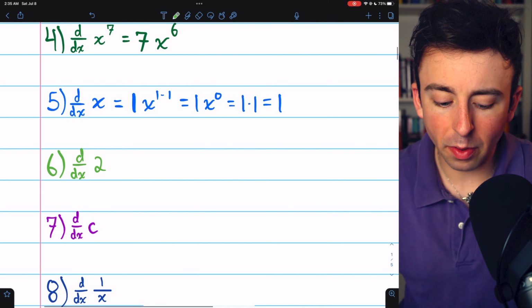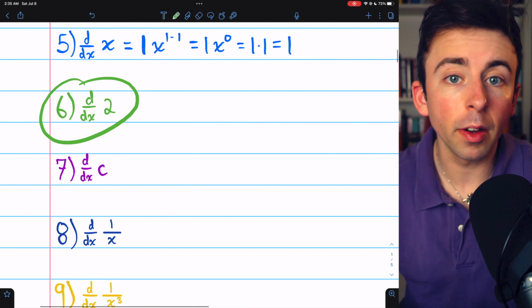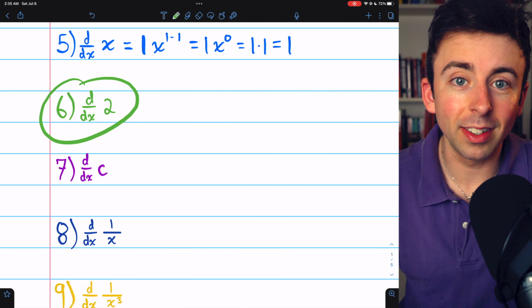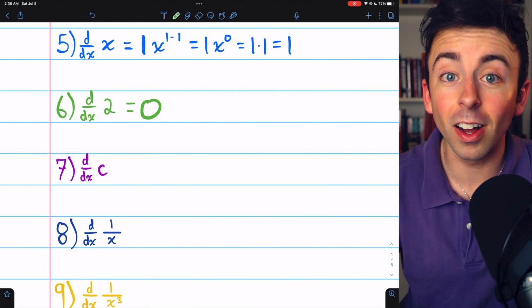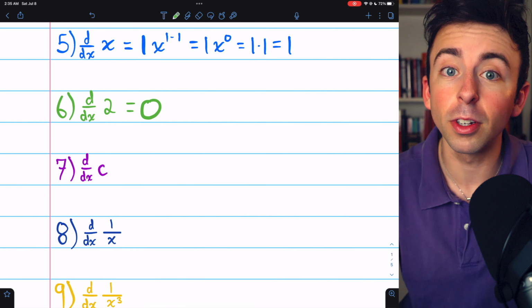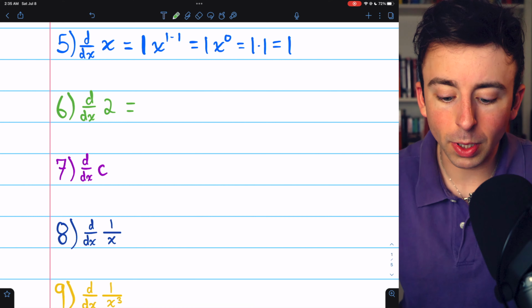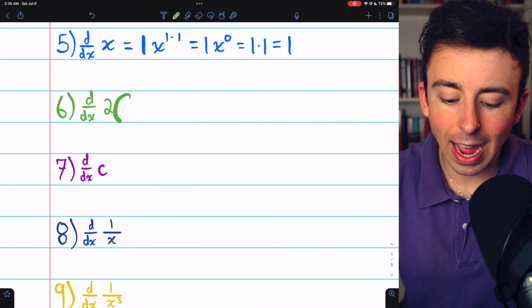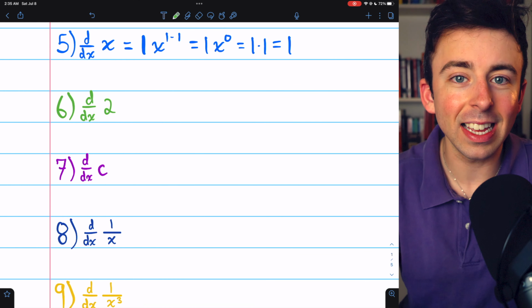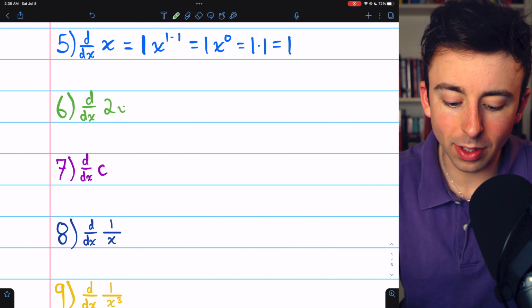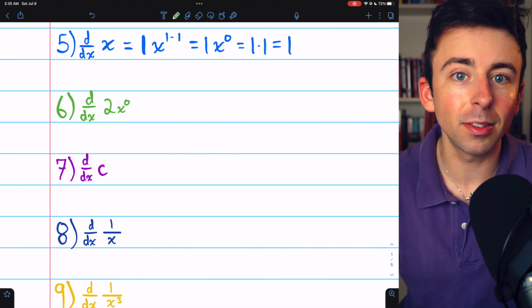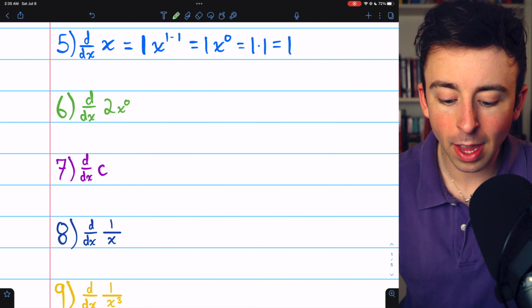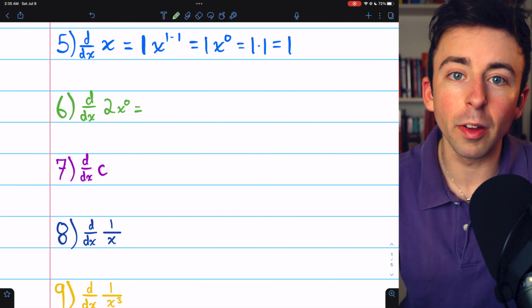What about the derivative of a constant, like the derivative of 2? Well, if you know what the derivative is, it's the rate of change, so certainly this should equal 0. It's a constant, it's not changing, so the derivative is 0. If we want to apply the power rule, though, then we need to ask what power of x is this? Well, 2 is the same as 2x to the power of 0, since x to the 0 is just 1. Then we could apply the power rule if we wanted to.